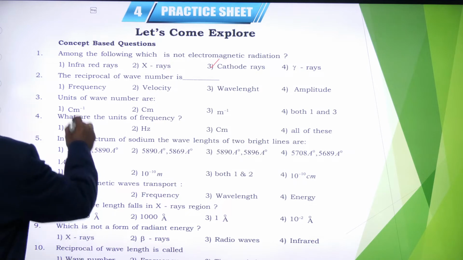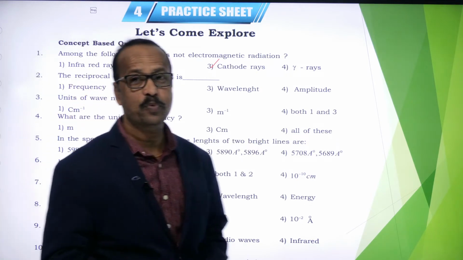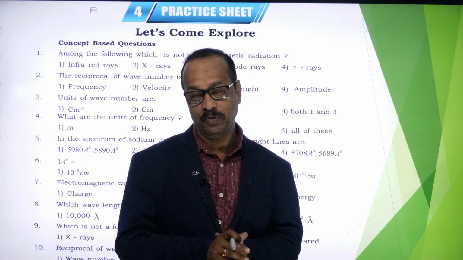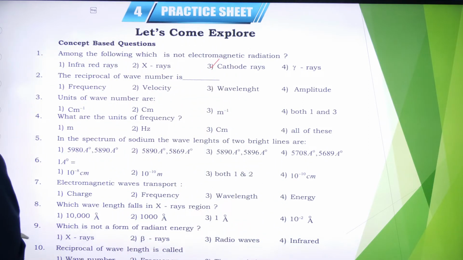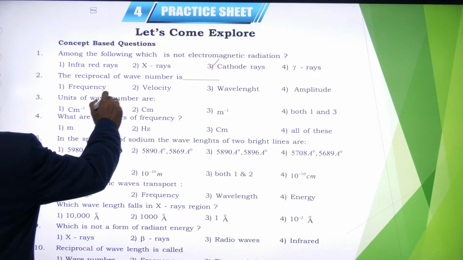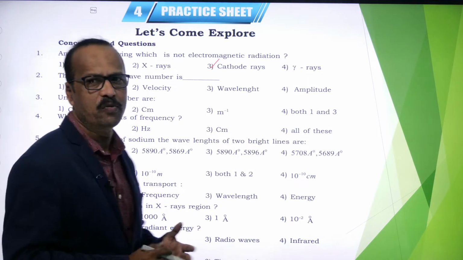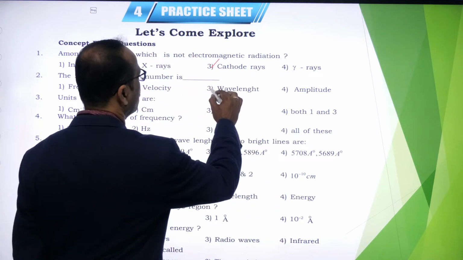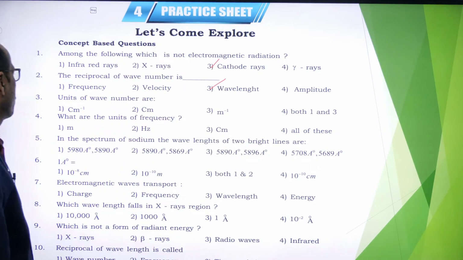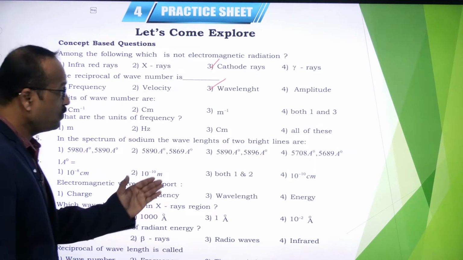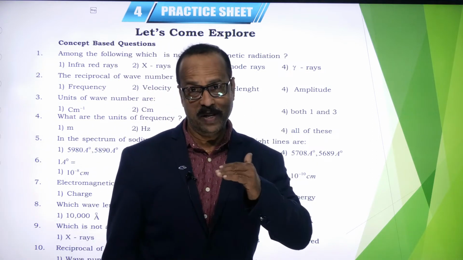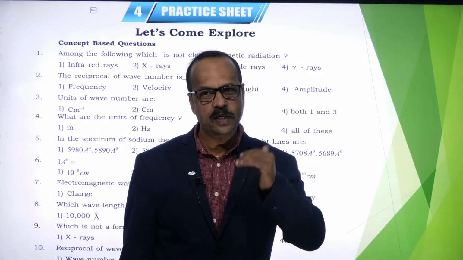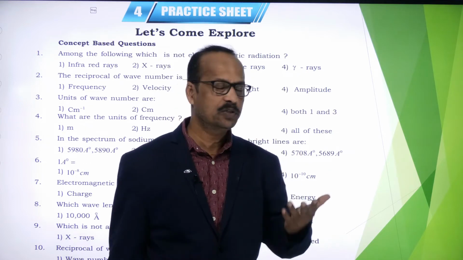Now, the reciprocal of wavelength, we just discussed: that is the wave number. Reciprocal of the wave number is the wavelength, so the answer is wavelength. Next, units of wave number. The wave number is 1 by wavelength, so the unit is 1 by meters or centimeters: meter to the power of -1, centimeter to the power of -1, anything you can say.